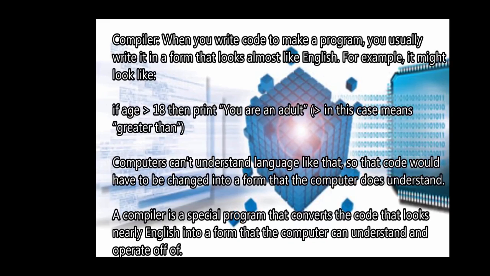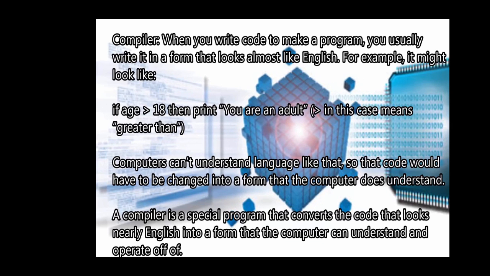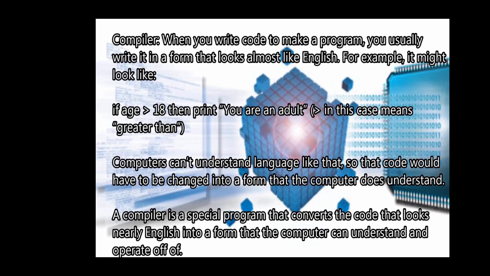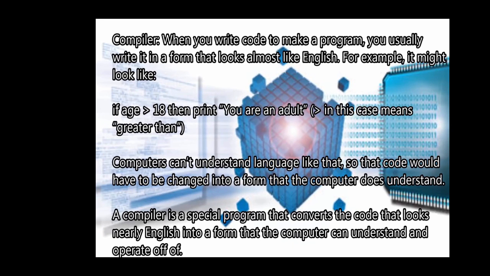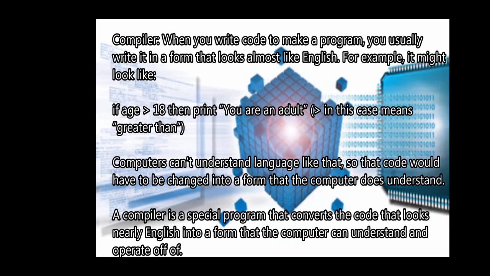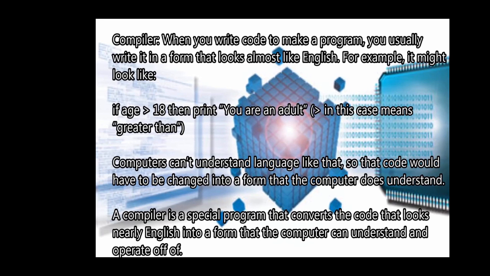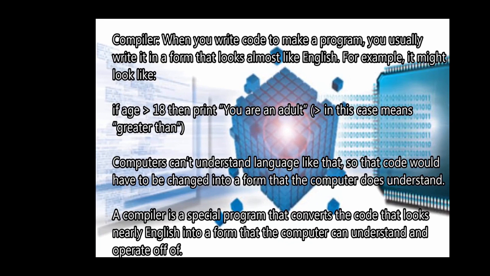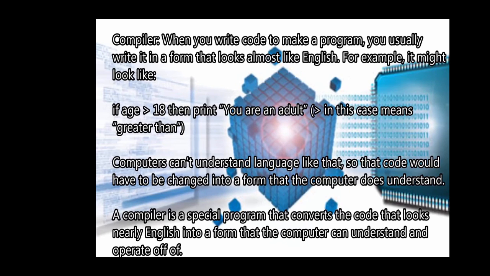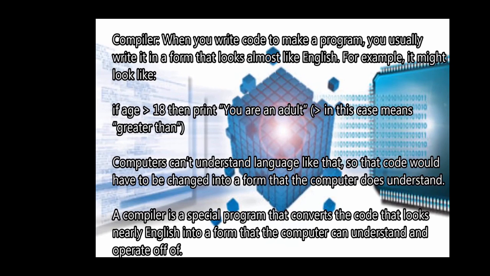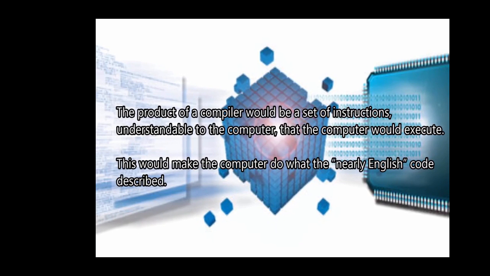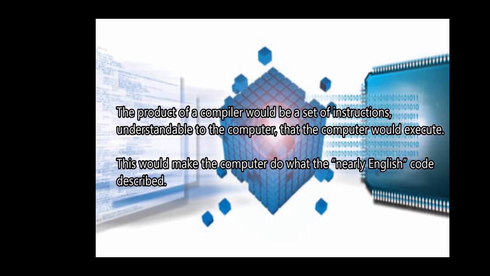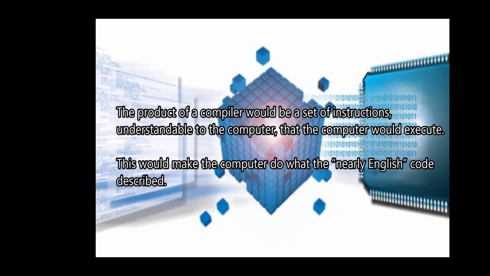Compiler. When you write code to make a program, you usually write it in a form that looks almost like English. For example, it might look like, if age greater than 18, then print you are an adult. Computers can't understand language like that, so that code would have to be changed into a form that the computer does understand. A compiler is a special program that converts the code that looks nearly English into a form that the computer can understand and operate off of. The product of a compiler would be a set of instructions understandable to the computer that the computer would execute. This would make the computer do what the nearly English code described.